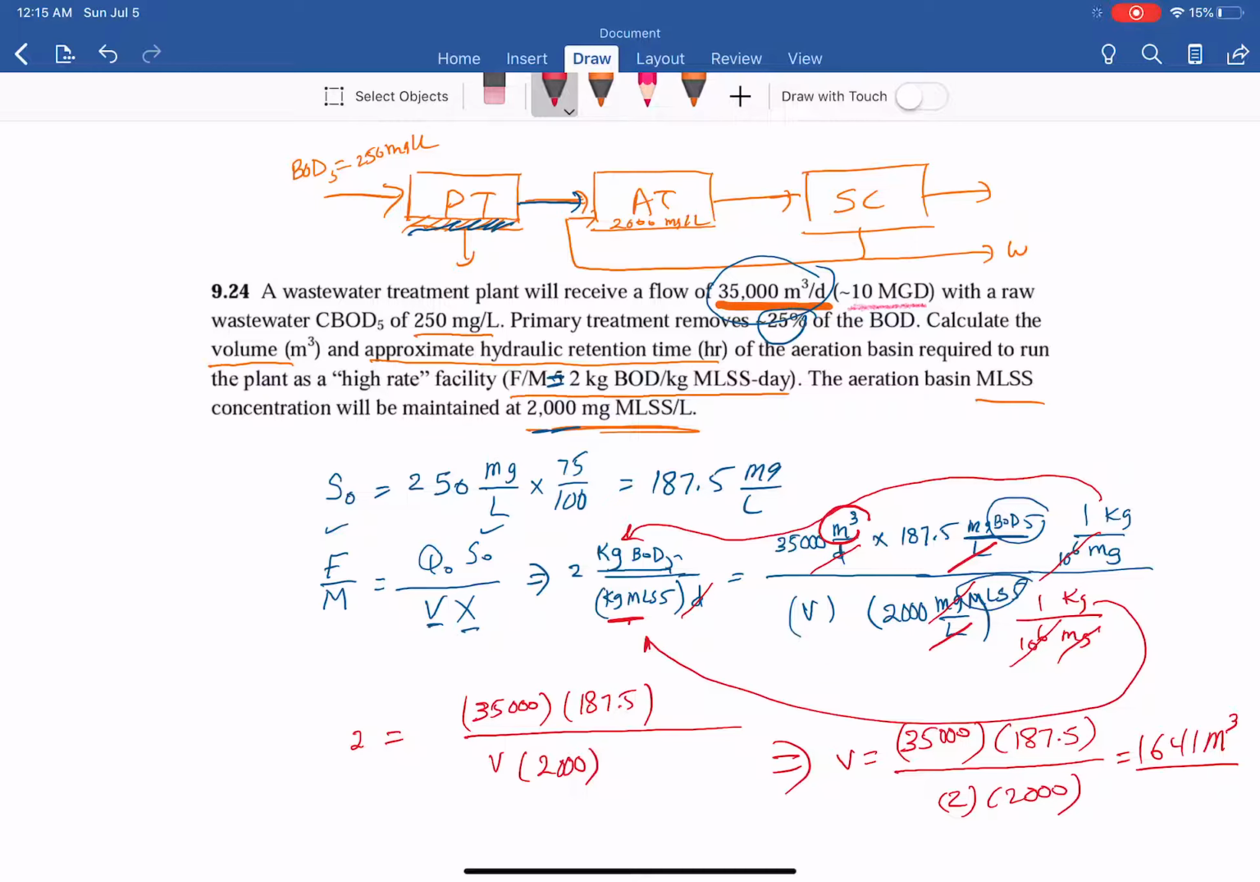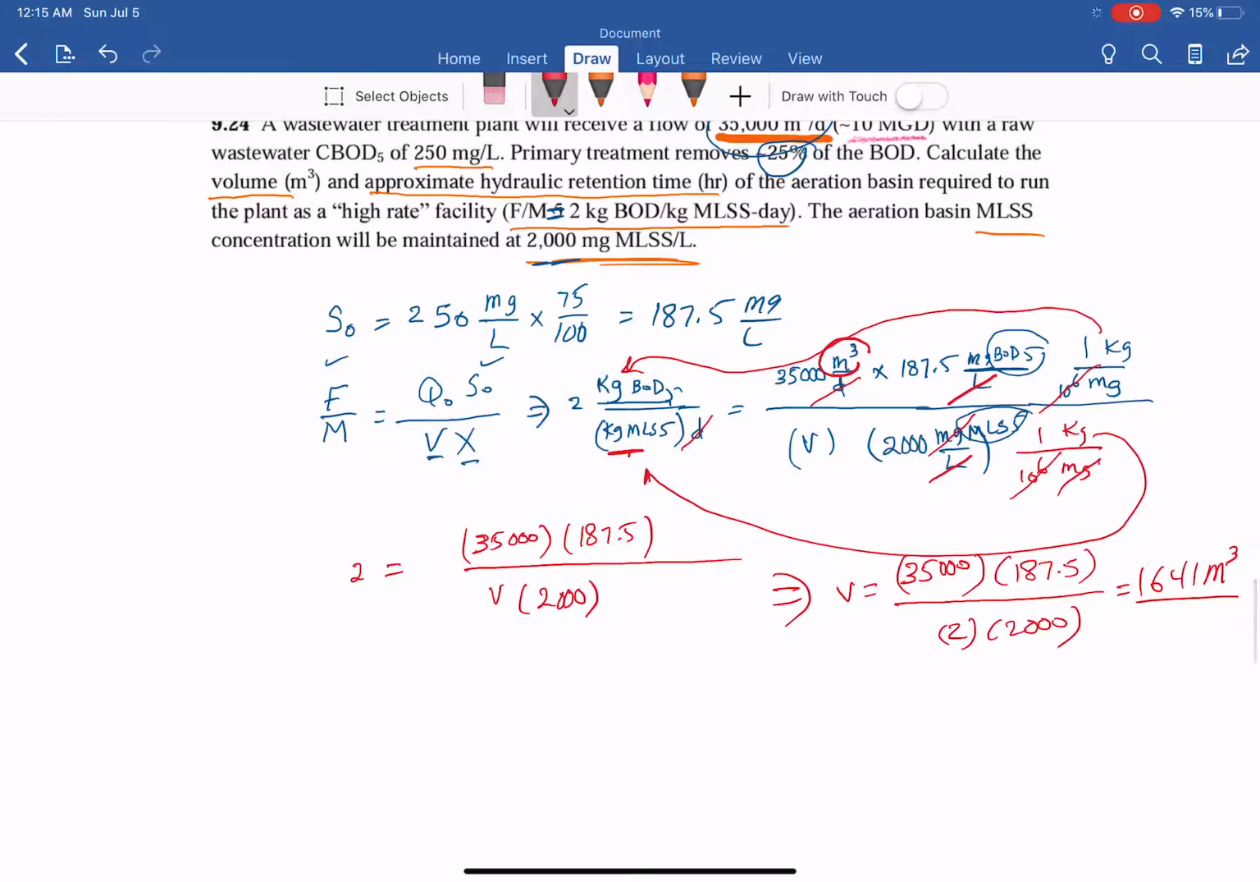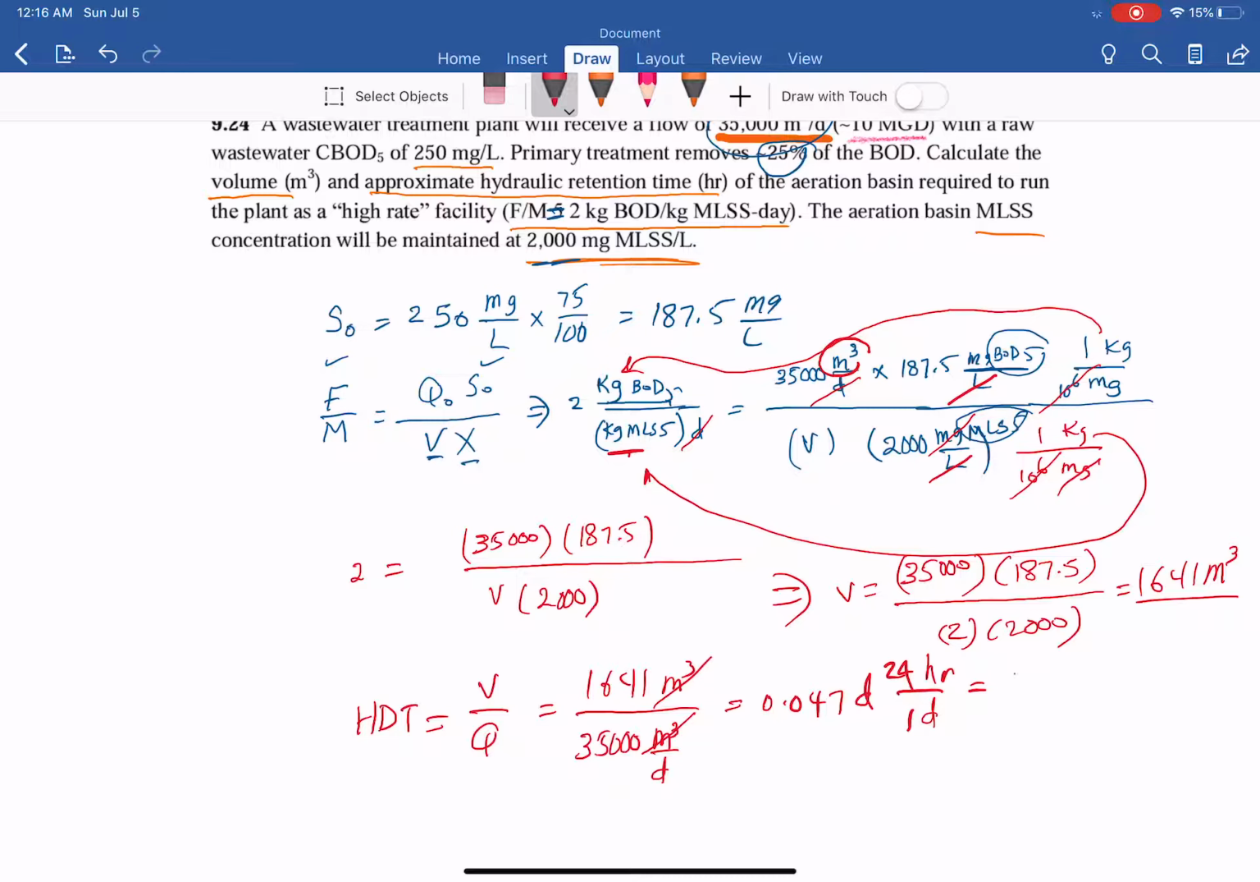Now let's look at the next part of the question. We want to find the hydraulic detention time. The hydraulic detention time, as we know, is volume over Q. So the volume is 1,641 cubic meters, and the flow rate is 35,000 cubic meters per day. These cancel and you end up with 0.047 day. Converting day to hours, 1 day is 24 hours, and you end up with 1.1 hours. This is the detention time of the aeration tank.